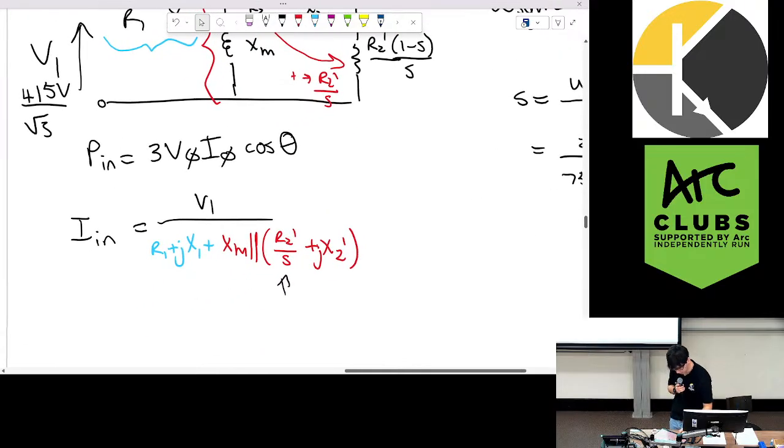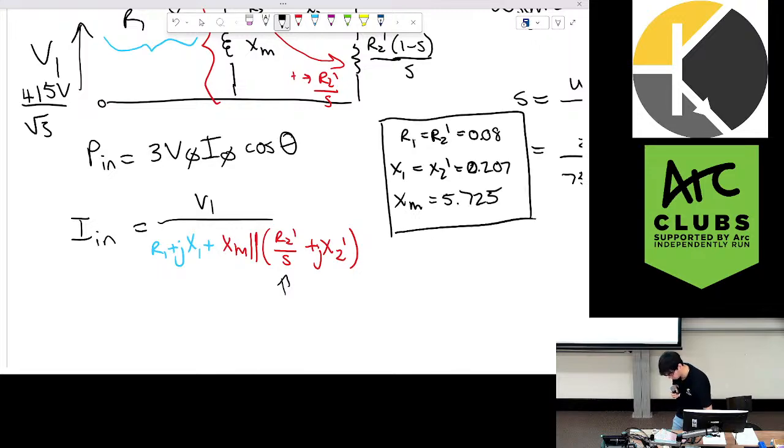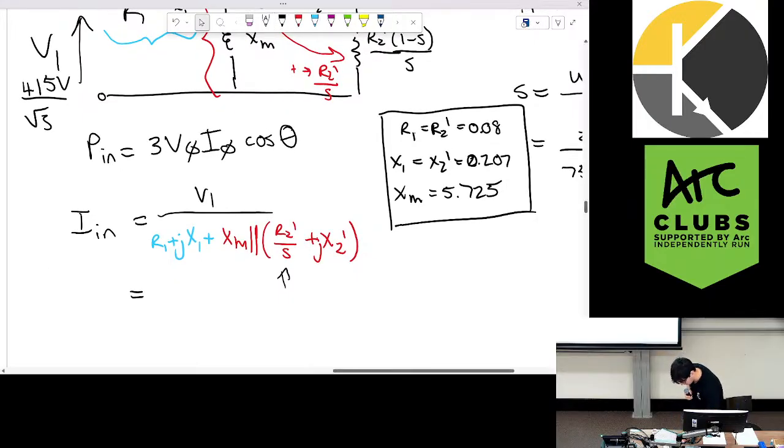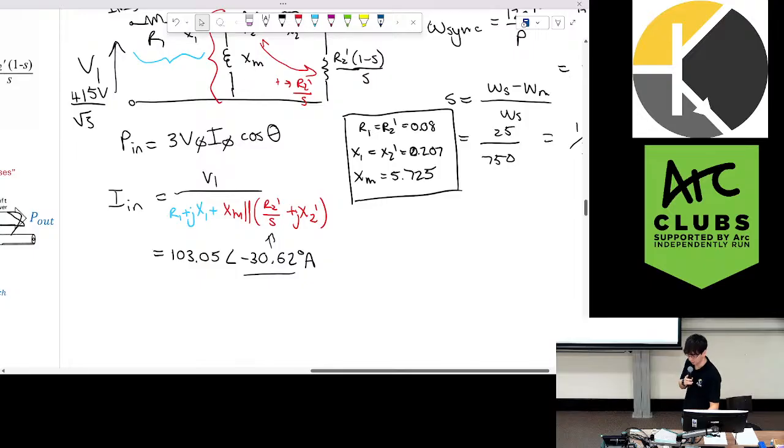Cool. So I can chuck in all our values that we had earlier. We had R1 and R2 dash both 0.08 roughly. X1 and X2 dash were 0.207, and we had Xm was 5.725. So we're going to use all these values, chuck them all in. I have the answer, so I'll just write it down. It's 103.05 with an angle of negative 30.62. The negative angle makes sense because in this case we're dealing with induction motors, and induction motors are always lagging.